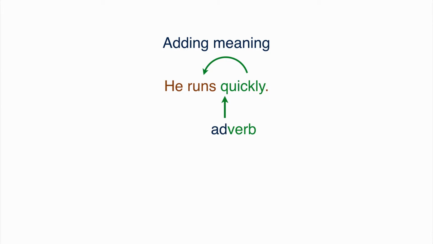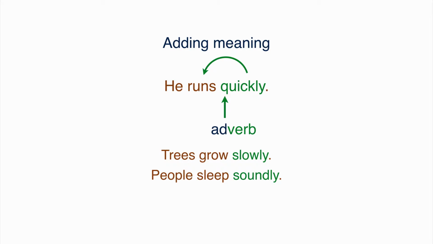Notice what happens in your imagination as a result of putting an adverb into the example sentences we saw earlier. Trees grow slowly. People sleep soundly. Jan laughs loudly. John talks quietly.